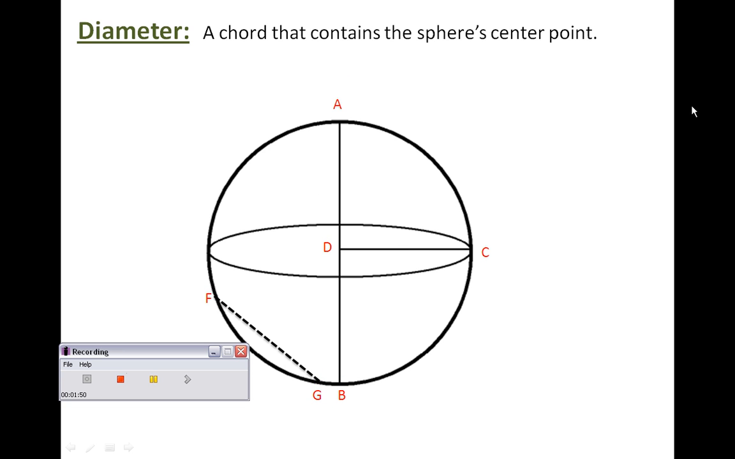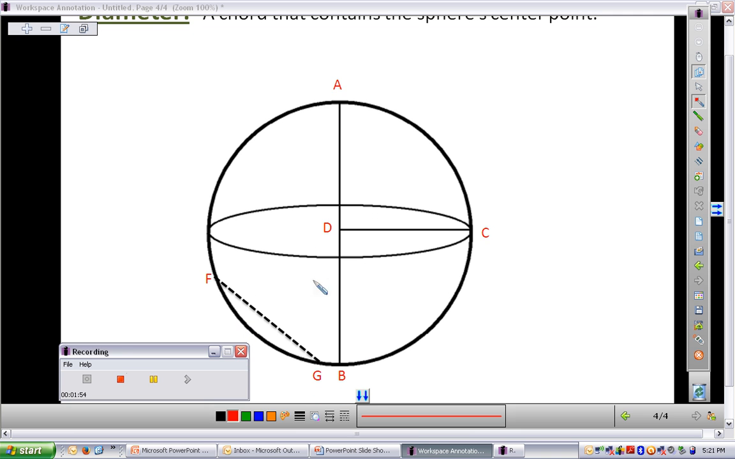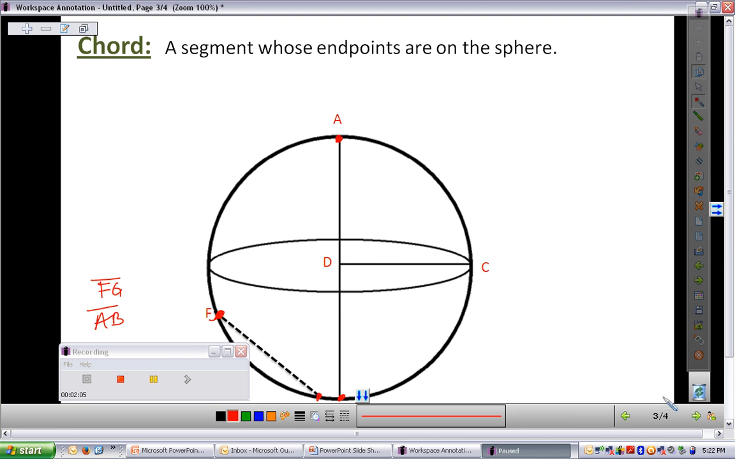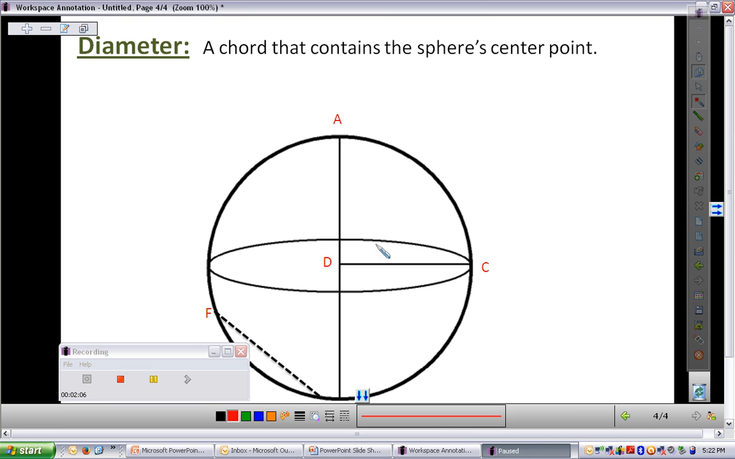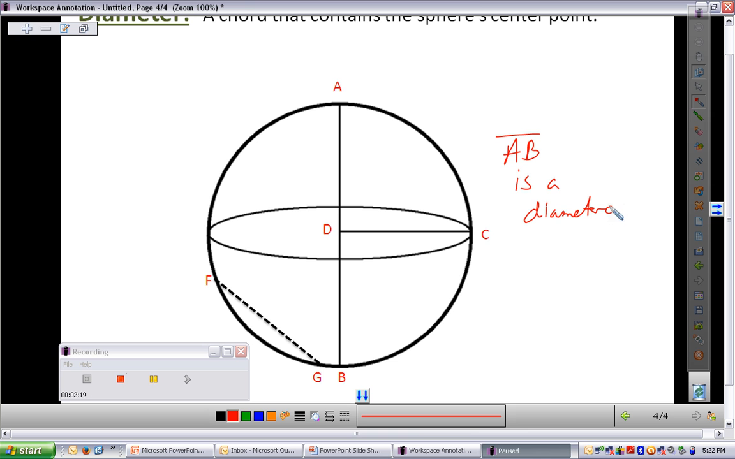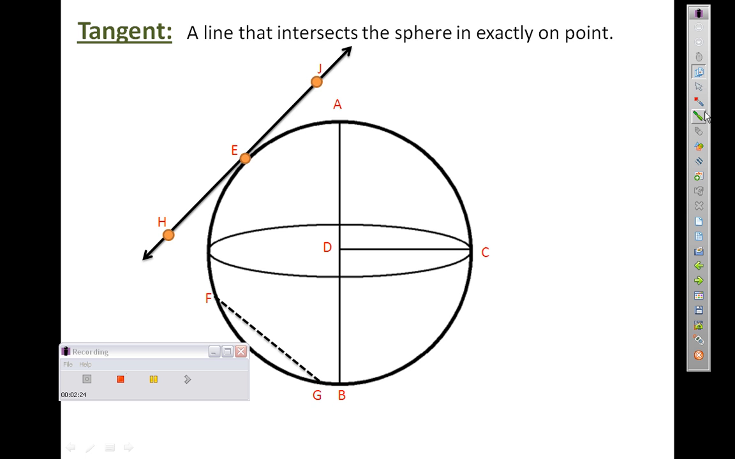A diameter is a chord that contains the sphere's center point. So a diameter is going to go all the way across and go through the center. Looking at our sphere here, we named the two chords on the previous slide as FG and AB. Notice in this slide, talking about the diameter, AB goes through the center of the sphere, goes through point D, which is the center, so AB is a diameter, and the only diameter of the sphere that we're looking at.